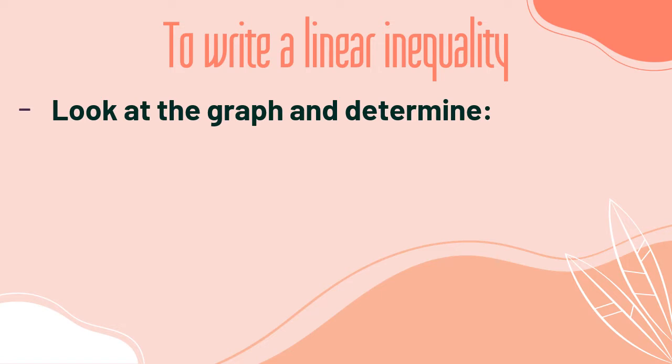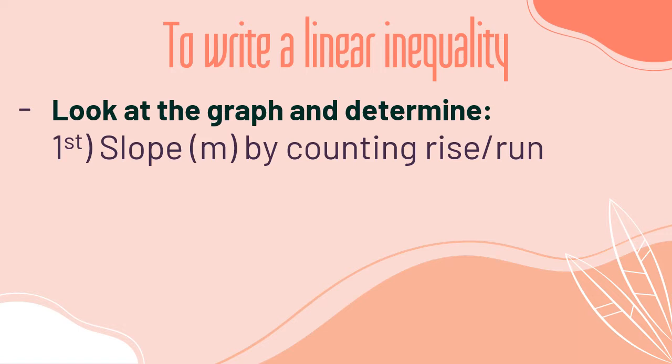To write a linear inequality, you're going to look at the graph and determine the following information. First, you're going to determine the slope. You're going to do that by just counting rise over run. And then you also have to make sure, is it positive or negative? Is it going up or is it going down? That'll help you with your signs on your slope.